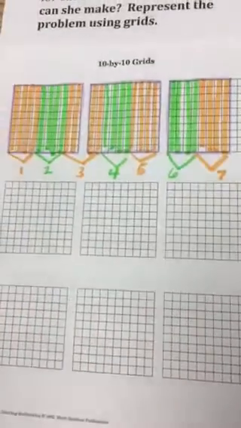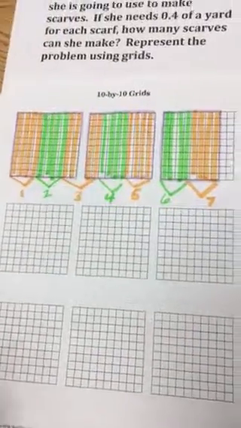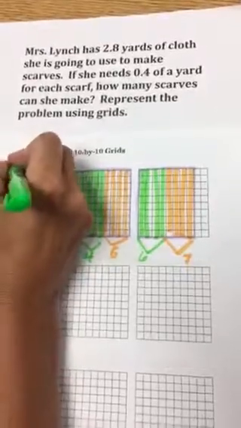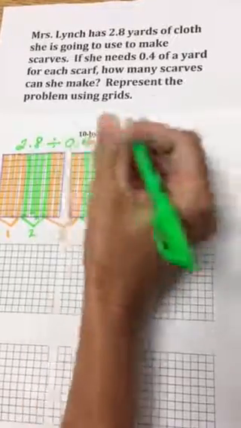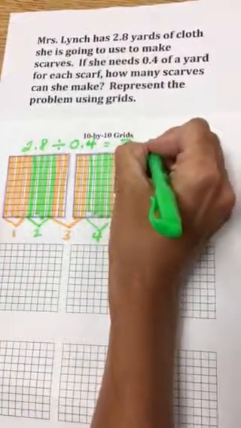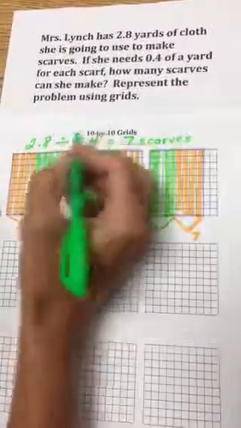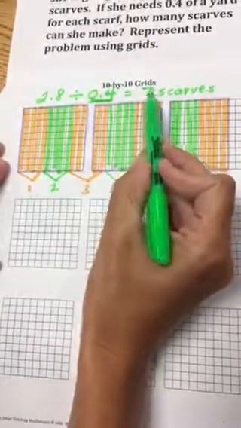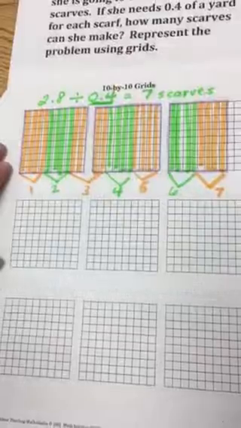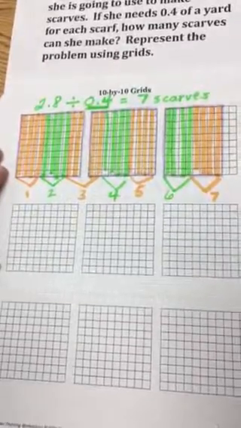Up above, I'm going to write the number sentence for this problem. So we started with 2 8/10, and we divided it into sets of 4/10 because each 4/10 made a scarf. And you're going to see that our quotient is 7 whole scarves. So here's an example. When we're dividing by a number less than 1, our quotient is larger than the dividend. And we saw that also when we were in our dividing fractions topic.